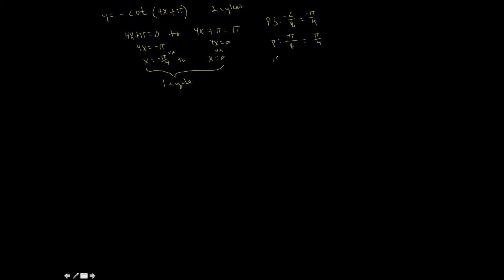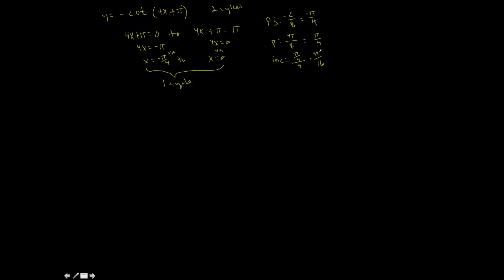Well, what would our increment be? Well, our increment is the period divided by 4. So pi over 4 divided by 4, which is pi over 16. Okay, so that would be our increment there.